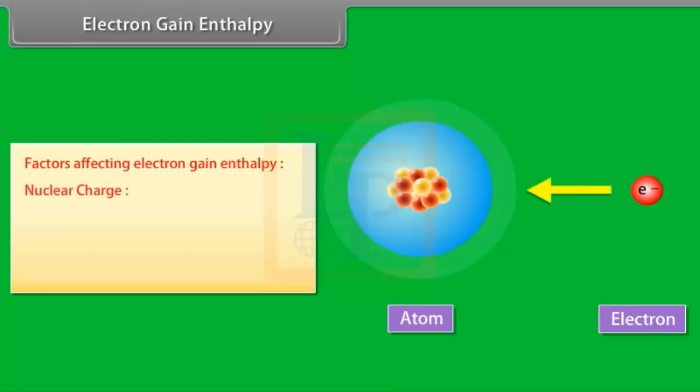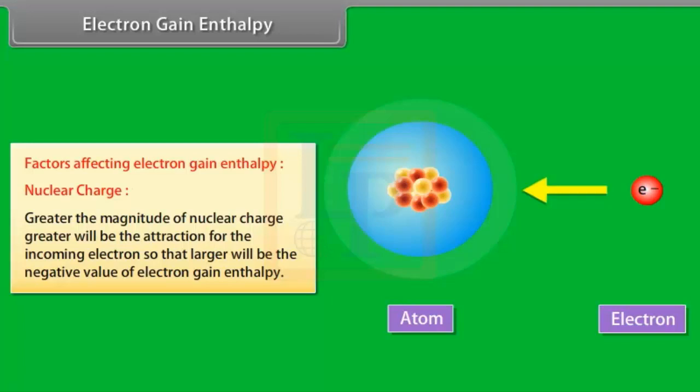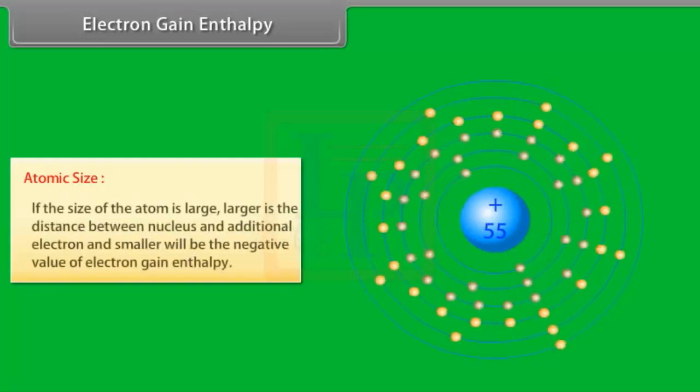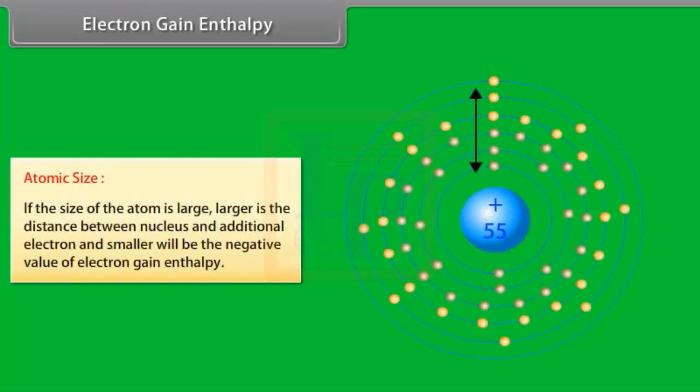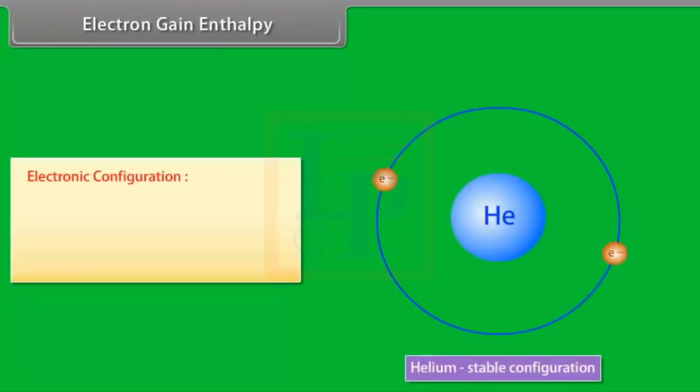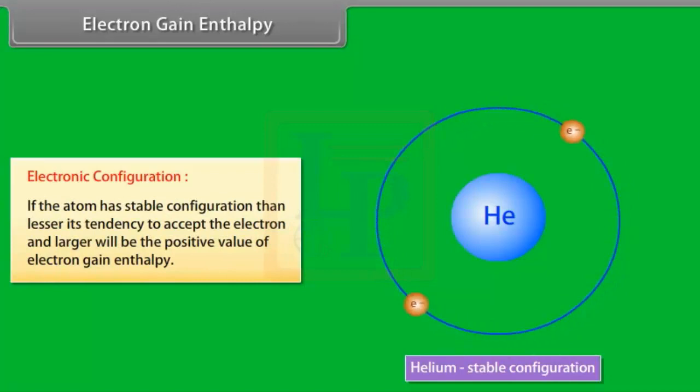Nuclear charge. Greater the magnitude of nuclear charge, greater will be the attraction for the incoming electron, so that larger will be the negative value of electron gain enthalpy. Atomic size. If the size of the atom is large, the distance between the nucleus and the additional electron is larger, and smaller will be the negative value of electron gain enthalpy. Electronic configuration. If the atom has a stable configuration, then lesser is its tendency to accept the electron and larger will be the positive value of electron gain enthalpy.